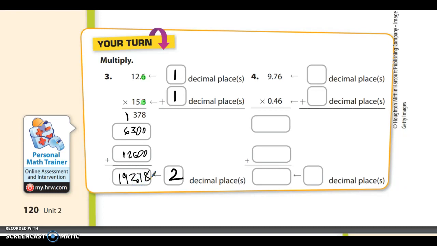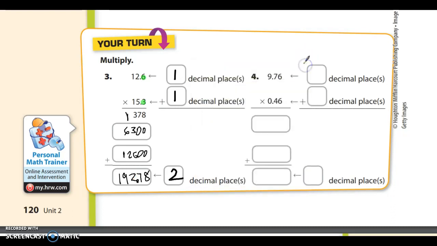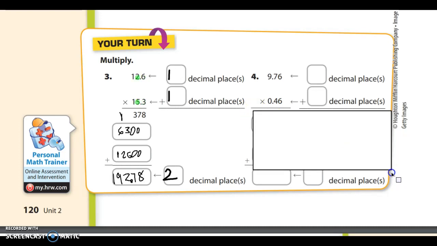And then how could we check for reasonableness? Well, we could plug it into a calculator. 12.6, that's about 13. And 15.3 is about 15. What's 13 times 15? 195. I got 192.78. That means I got pretty close. Alright, let's check this out again. I might use a whiteboard for this one just because it is kind of hard to follow. Those bubbles make it kind of tricky.